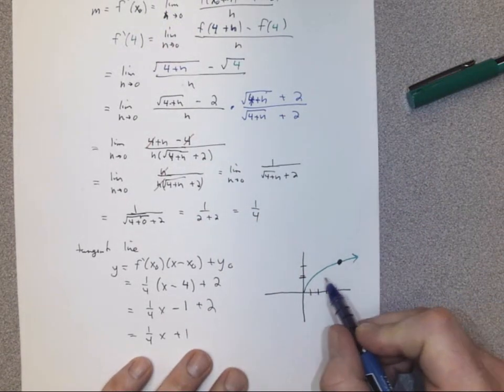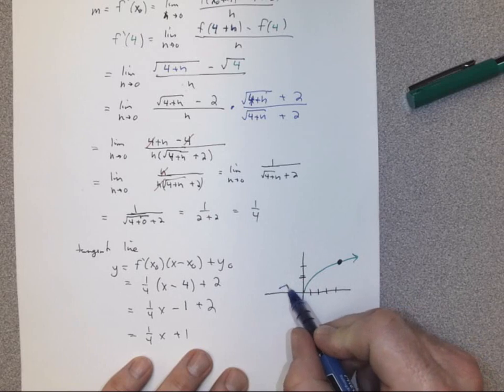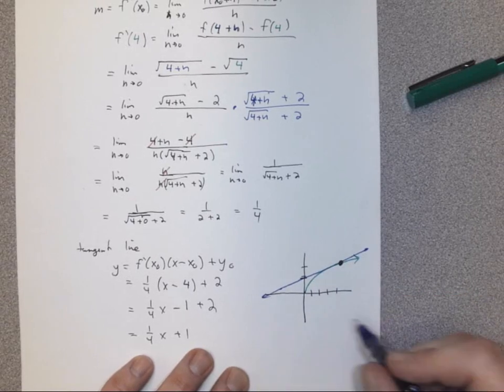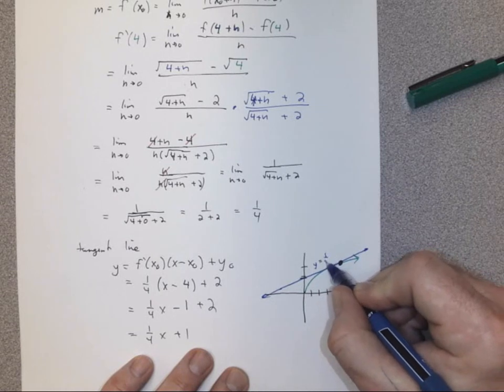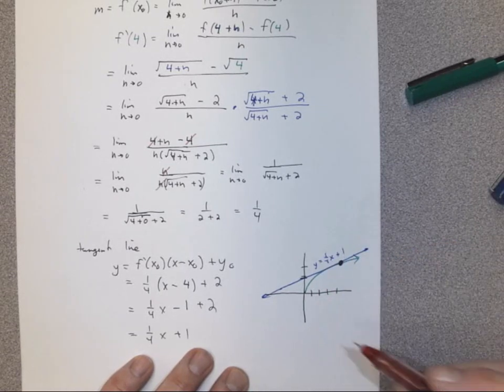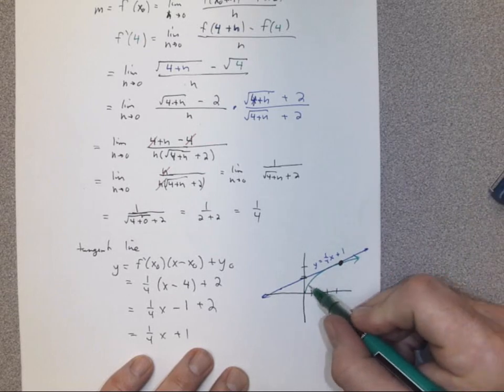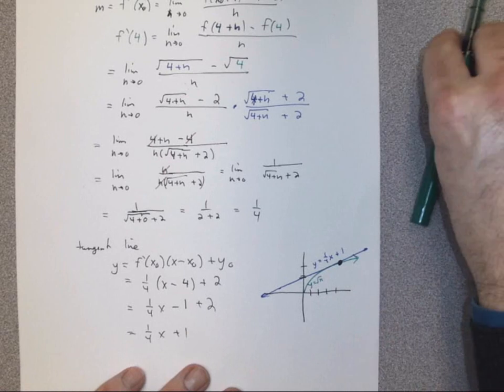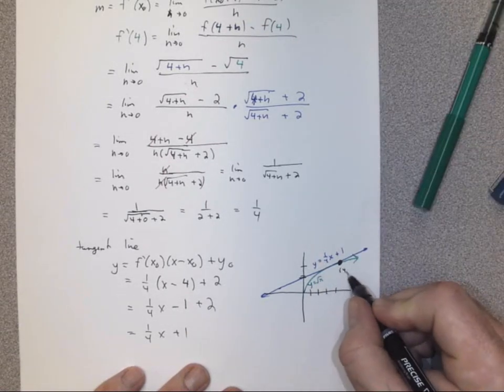So then when you graph this, you can see that this is going to be the tangent line, isn't it? Is that clear? That's y is equal to 1/4 x plus 1, where the green one is y equals root x. And you can see that this point right here is the point that crosses 4, comma 2.